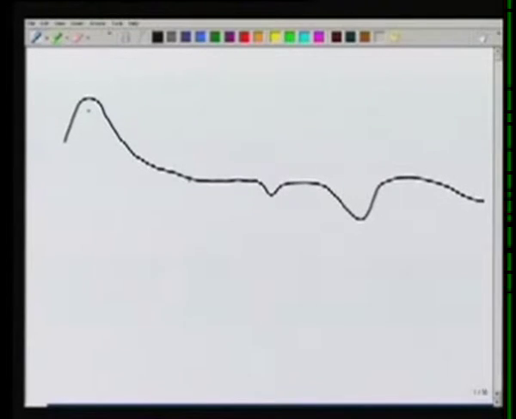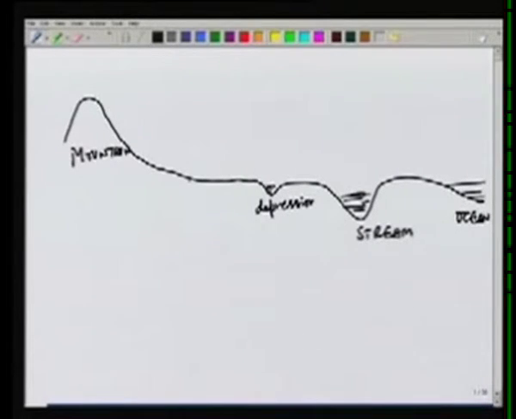And let's say we have these hilly areas, so mountains here. Then we have some streams. And we have the ocean here. There may be some small depressions on the ground surface. There will be some trees, other vegetation. There may be some buildings.